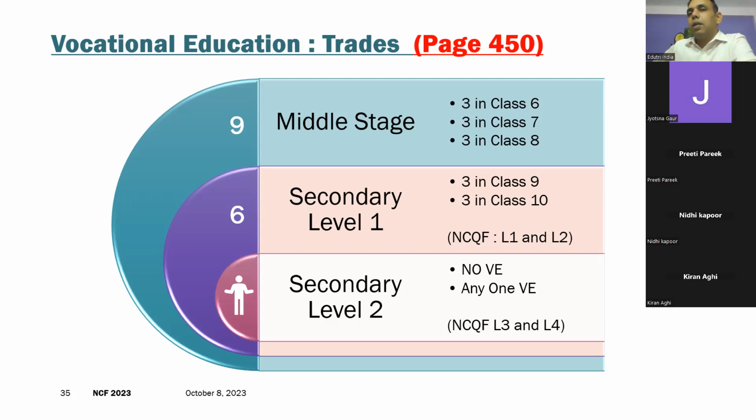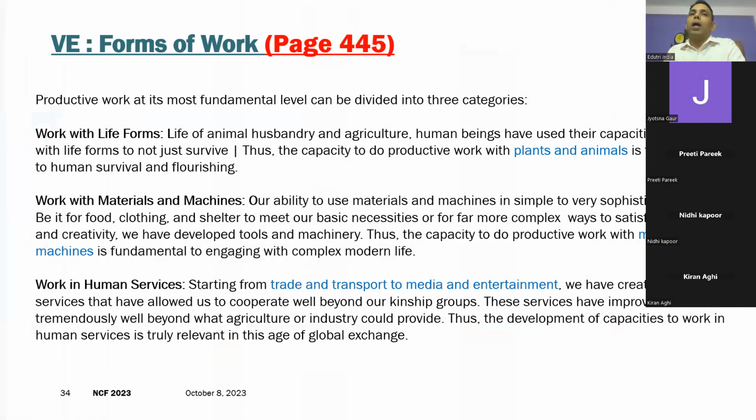Is it compulsory for every school to inculcate these 15 subjects? Only then child will be able to take? Yes, ma'am. You have to start 3 in 6, 3 in 7, 3 in 8. Which 3? One related to life, one related to material, one related to human in 6. Again, next year also, 7th also, 8th also, 9th also, 10th also. So you have to decide 15 vocational subjects. How to decide? Means school has to apply for that? No, there is no application required for that.